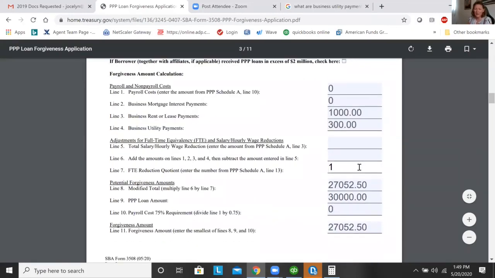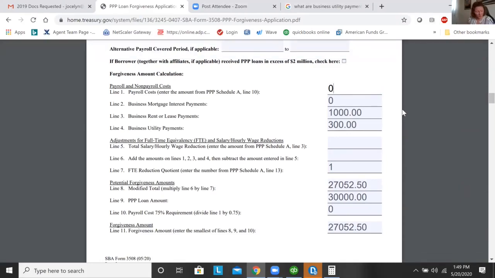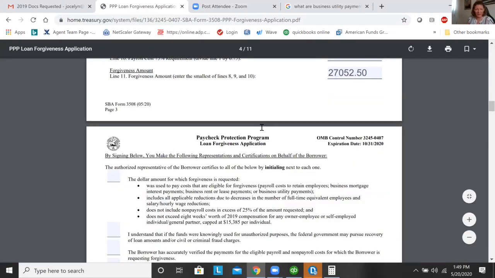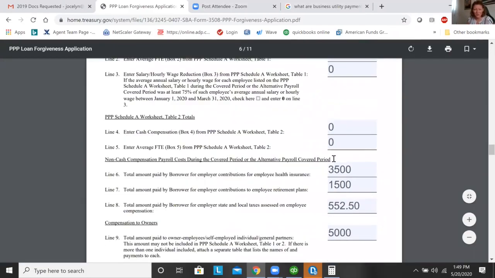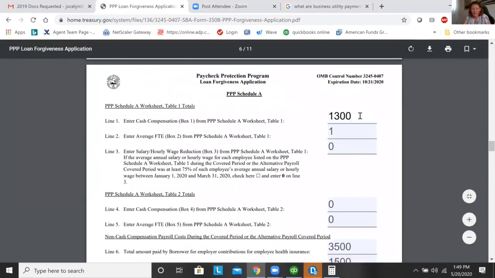If you're paying yourself what you were paying yourself based off the PPP numbers on your tax return in 2019, it would be 1. So modified, add the amounts here. Hold on one second, I'm sorry. You do have to go back to line 1, payroll costs, which goes to PPP Schedule A line 10, which actually goes to line 9. And you're going to put in what you paid yourself; these are all going to be zeros. Actually, you can put health insurance here.